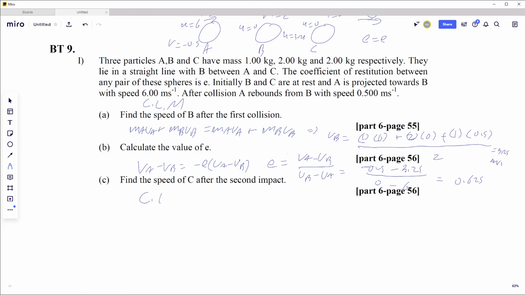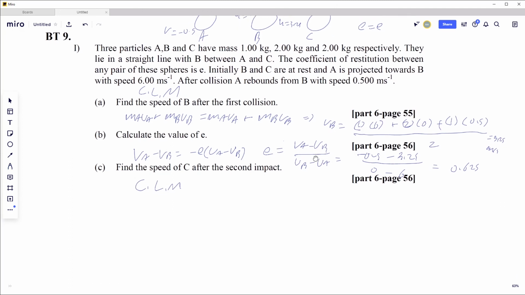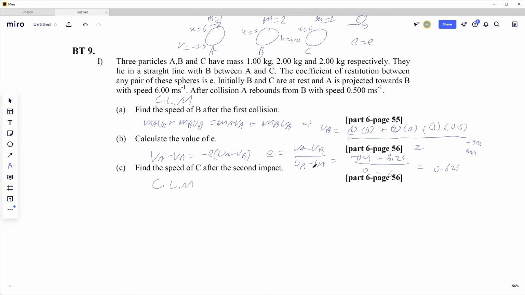Let's start with the conservation of linear momentum. Let me bring that down. So let's try the equation. I'll start with the finals, because the other one starts with the finals and I want to line them up. So it's the mass, working with B here: MB VB plus MC VC equals MB UB plus MC UC.